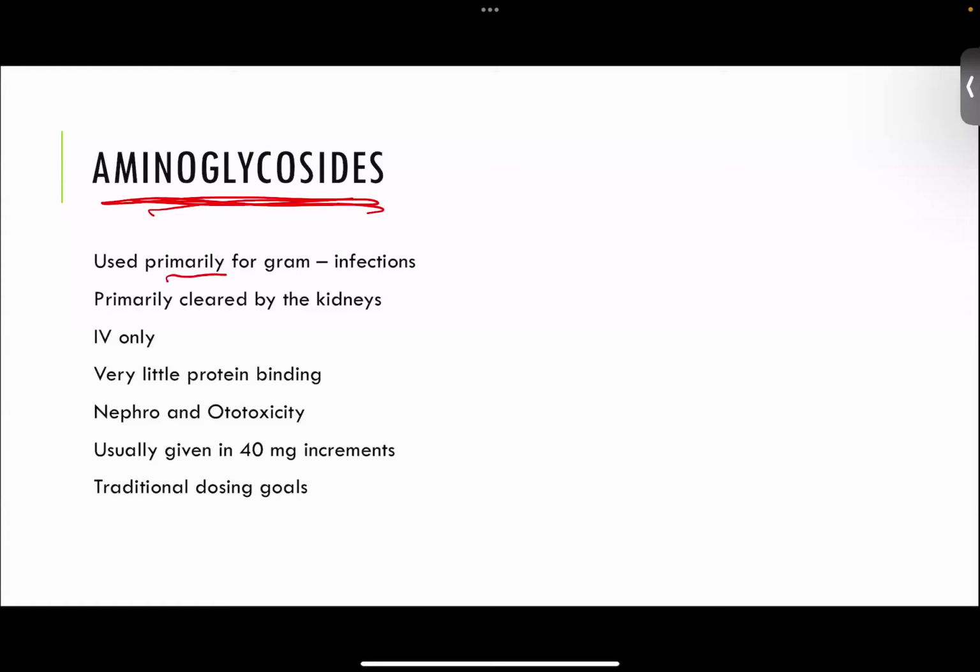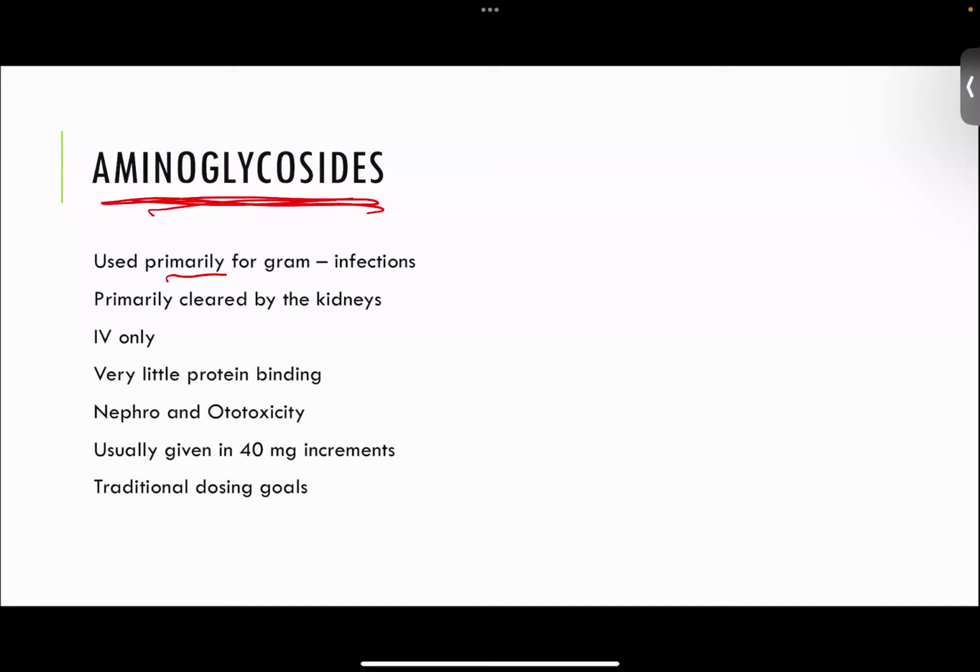Now, you're going to think people get vancomycin and aminoglycosides mixed up because they're both IV. They're both used an awful lot in hospitals. They both cause nephro and ototoxicity. They're both IV only. They both need to be kinetically dosed. So people get them mixed up.